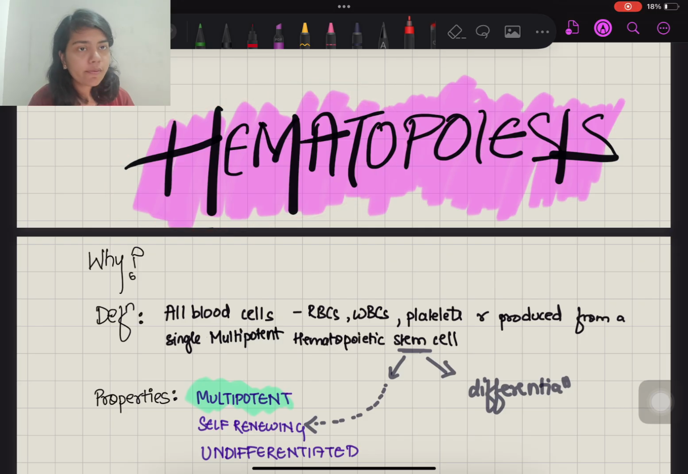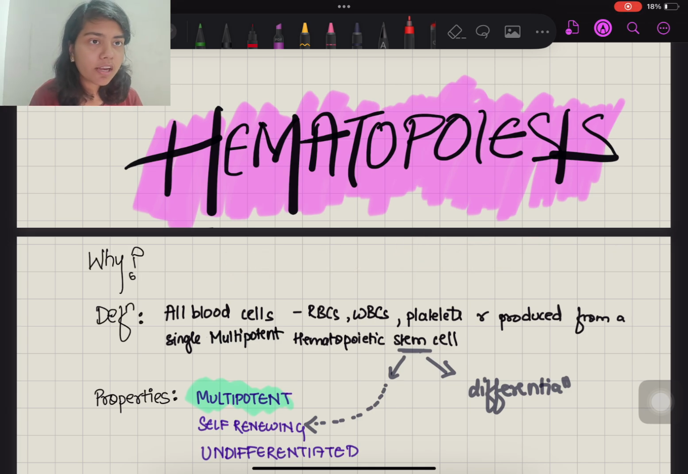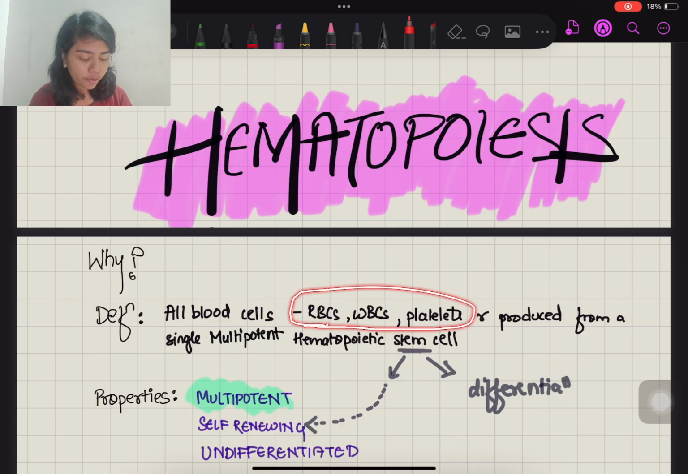Blood has RBCs, WBCs, platelets, and plasma. Plasma has plasma proteins, but plasma proteins are synthesized mainly in your liver, right? So the synthesis of RBCs, WBCs, platelets is hematopoiesis.